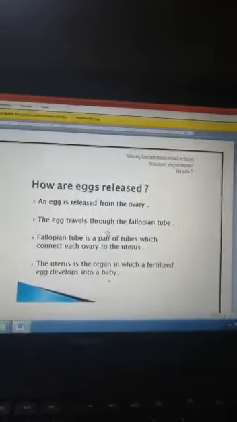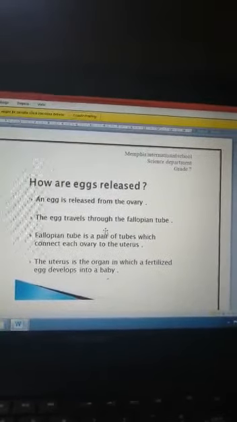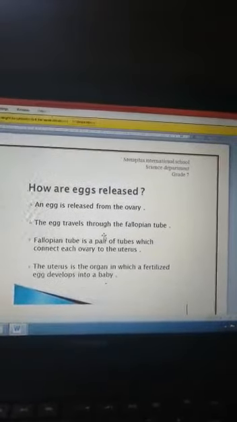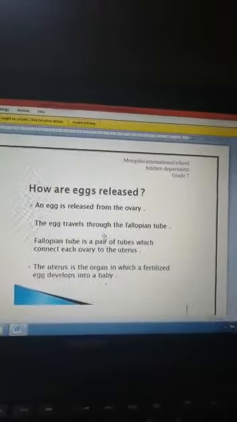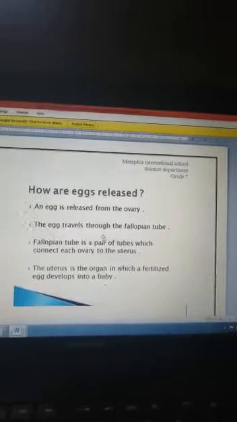How are eggs released? An egg is released from the ovary. The egg travels through the fallopian tube. Fallopian tube is a pair of tubes which connect each ovary to the uterus. The uterus is the organ in which a fertilized egg develops into a baby.